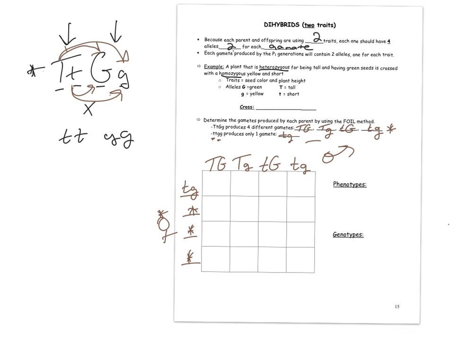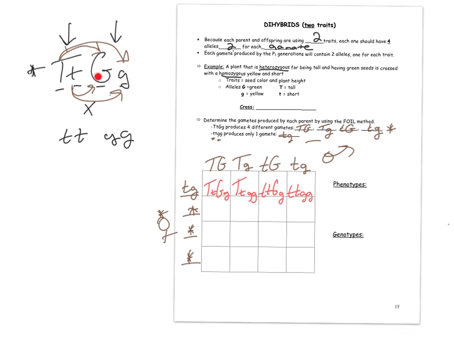So this child, this progeny, is going to have big T, little t, big G, little g. This will be big T, little t, little g, little g. And this will be little t, little t, big G, little g. And this will be little t, little t, little g, little g. You'll say, what the heck? What does that all mean, right? Well, what that means is that this parent who was tall with green, right?